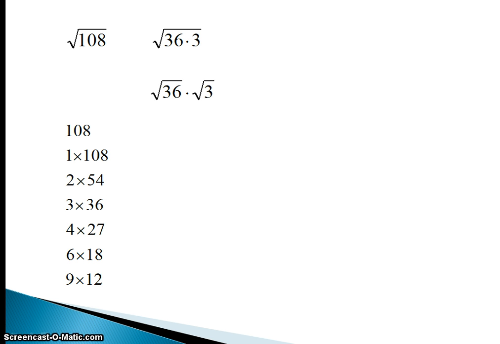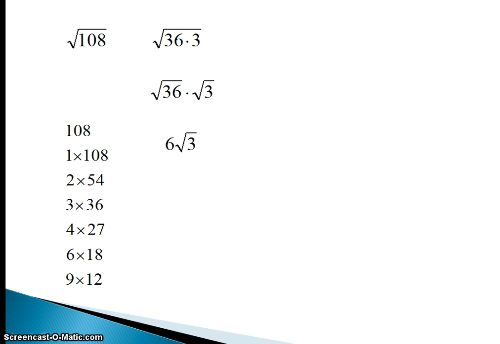My next step is to break up the radical: square root of 36 times the square root of 3. At that point, I'm just going to simplify the square root of 36, which you know is 6. And so we end up with 6 times the square root of 3.